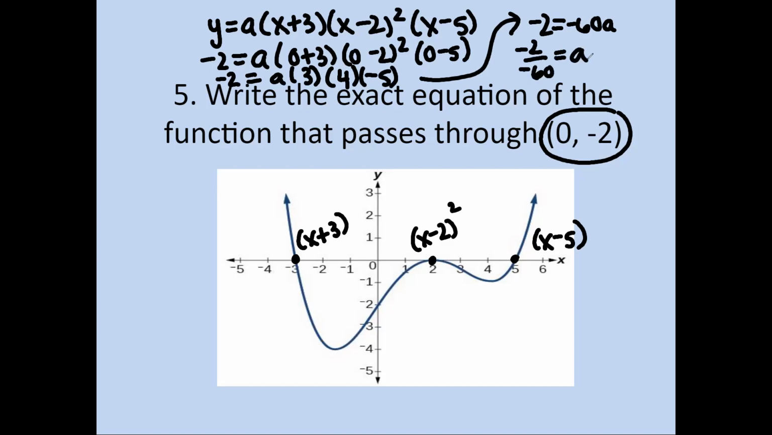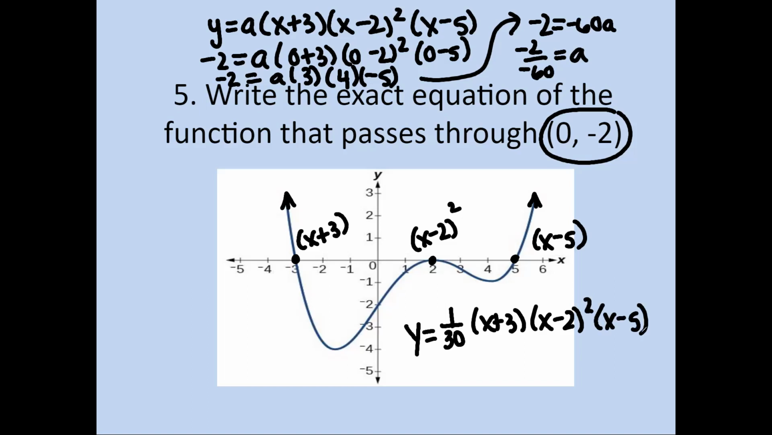And I'm going to get a positive, which I should, because this is going up and up, and so this should be an even positive degree. So this is going to be y is equal to 2 over 60 or 1 over 30, x plus 3, x minus 2 squared, and x minus 5.